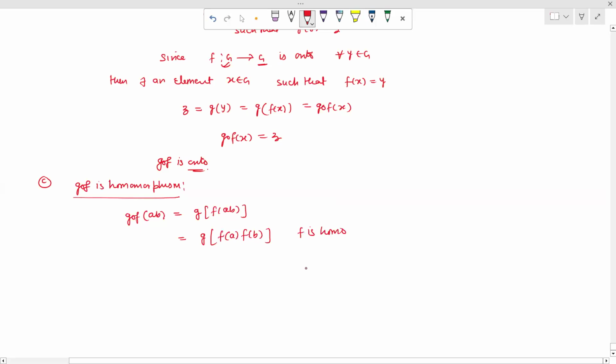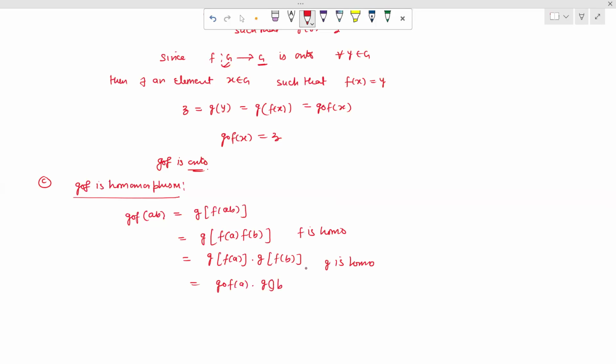Now G is also a homomorphism, so this can be written as G of FA times G of FB, because G is also a homomorphism. G of FA can be written as G composition F of A, and G of FB can be written as G composition F of B.